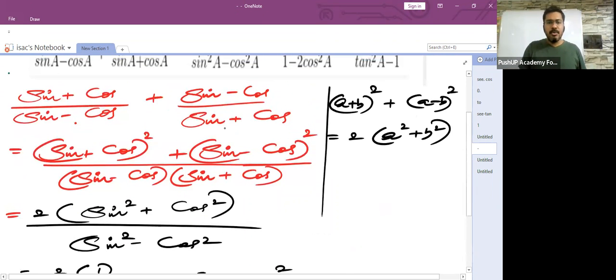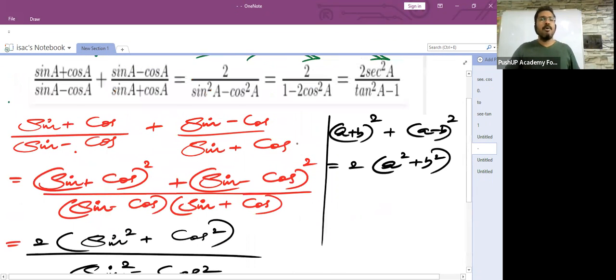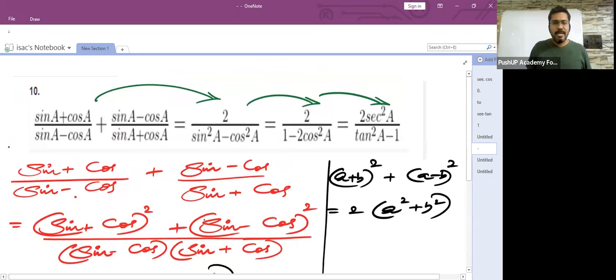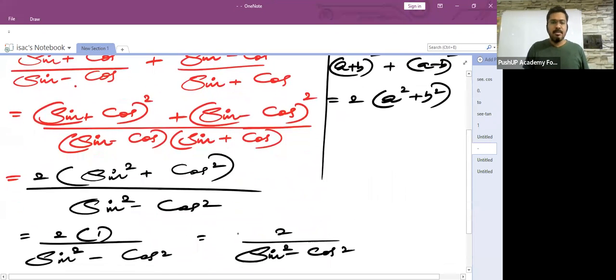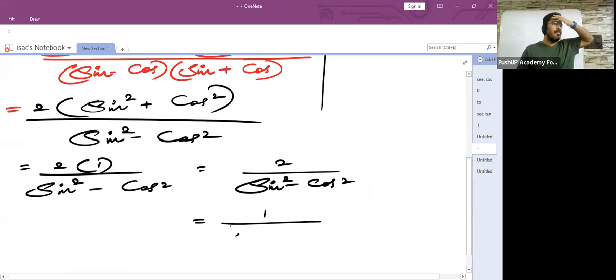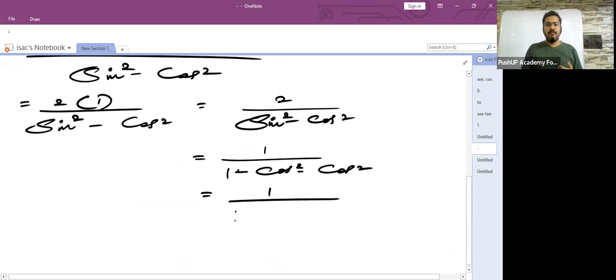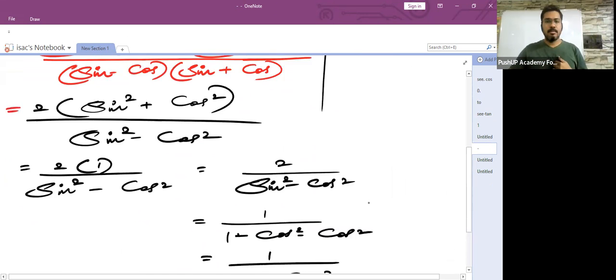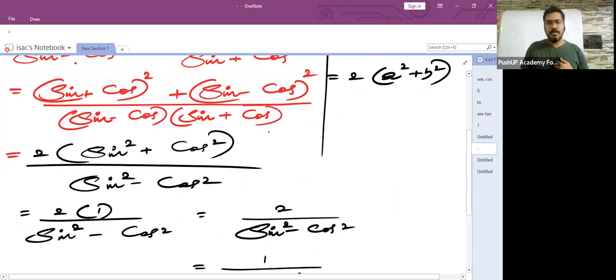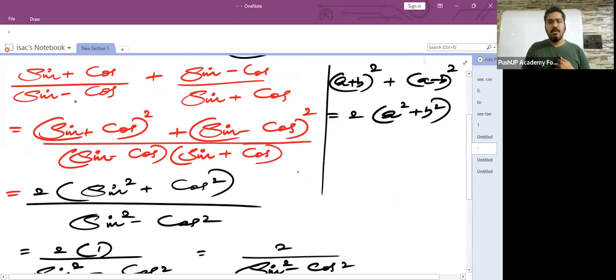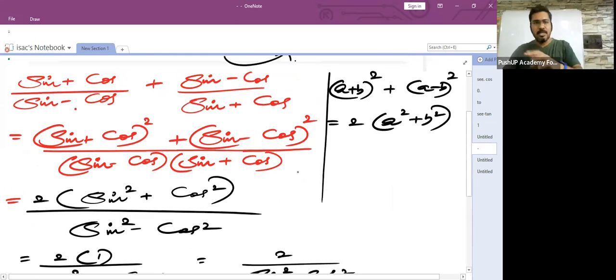Now you had to show this is equal to 2 upon 1 minus 2 cos square. Now that was quite easy, children. Can I write sine square as 1 minus cos square? Yeah. So it becomes 1 minus cos square minus cos square. That is equal to 1 upon 1 minus 2 cos square. Oh, it's 2. Sorry. It's 2, children. 2 upon 1 minus 2 cos square. So the third part is also done.